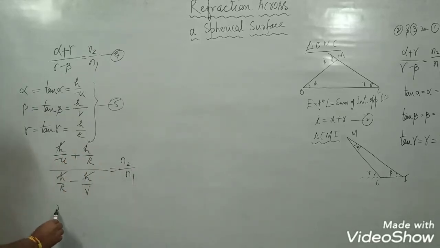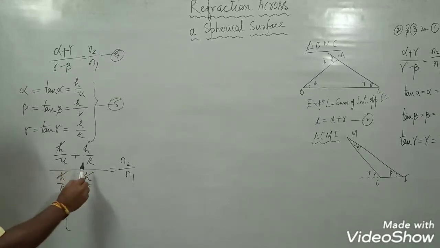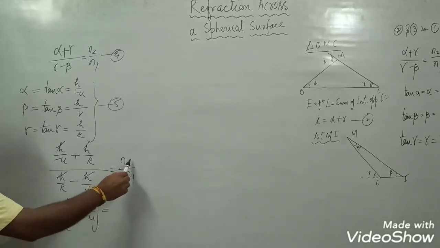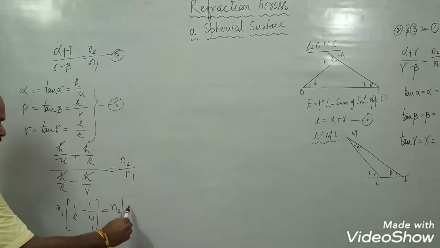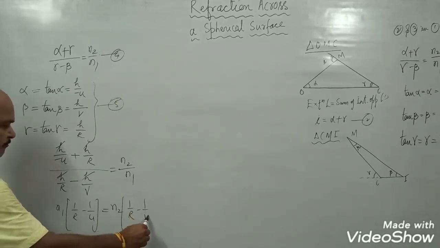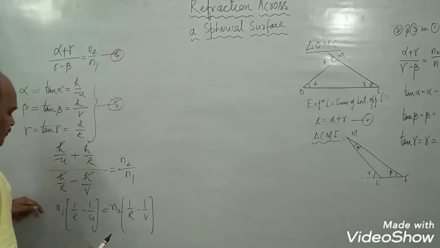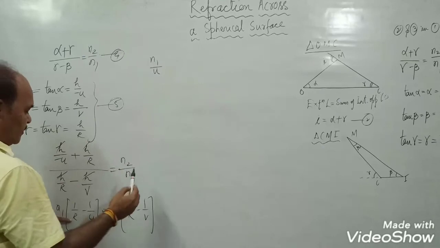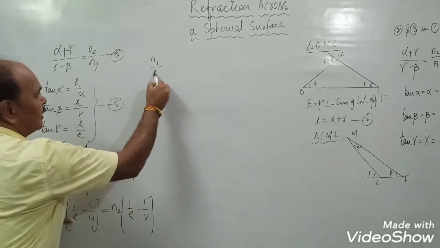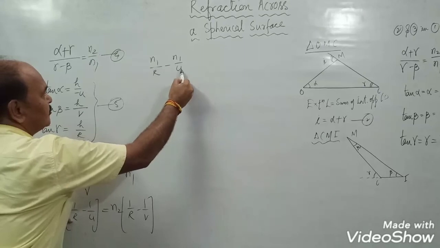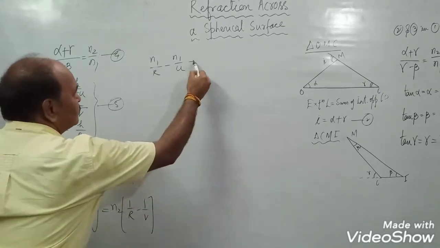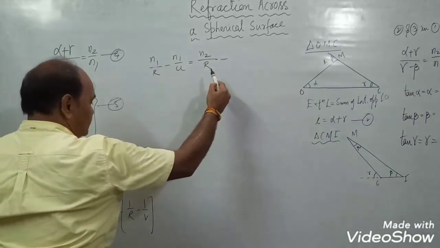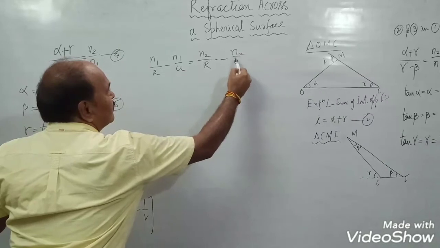We cross multiply. Once we cross multiply, what do we get? N1 into 1 upon R minus 1 upon U, and the right hand side becomes N2 into 1 upon R minus 1 upon V. If we open up the brackets, we get n1 upon r minus n1 upon u is equal to n2 upon r minus n2 upon v.